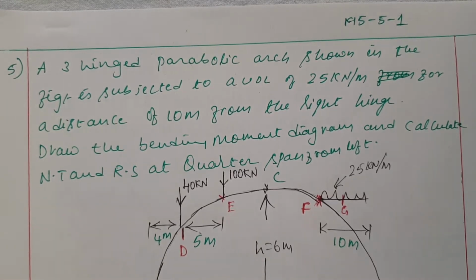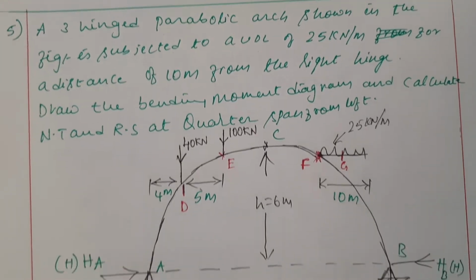The question is as follows. A 3-hinged parabolic arch shown in the figure is subjected to a UDL of 25 kilonewton for a distance of 10 meter from the right hinge. Draw the bending moment diagram and also calculate normal thrust and radial shear at quarter span from left. That's what is given in the question.